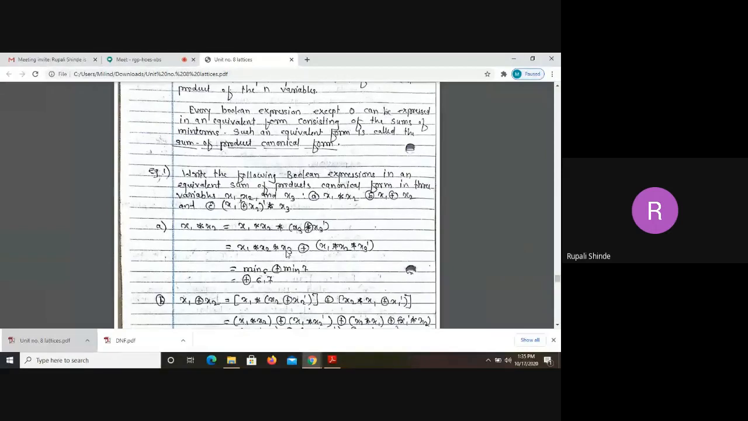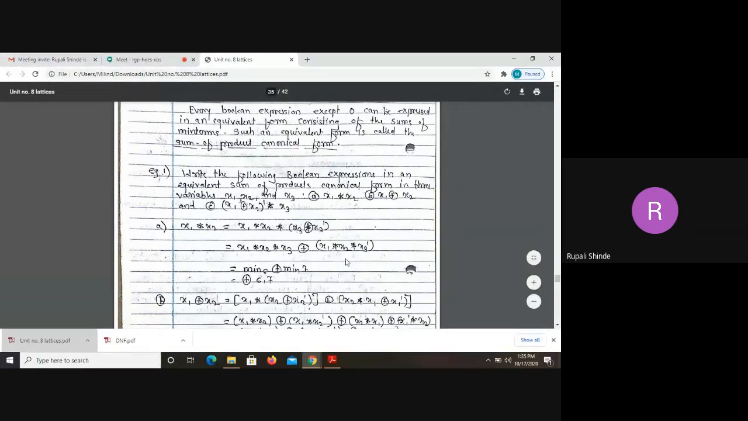x3 again is in its original form, so we have to assign the value 1. So for this first term we have assigned the values 1, 1, 1. Now assign the values for the second term. For x1 it is 1, for x2 it is 1, and for x3 complement it is 0, because the complement of that variable is given. That's why we have to assign the value 0.